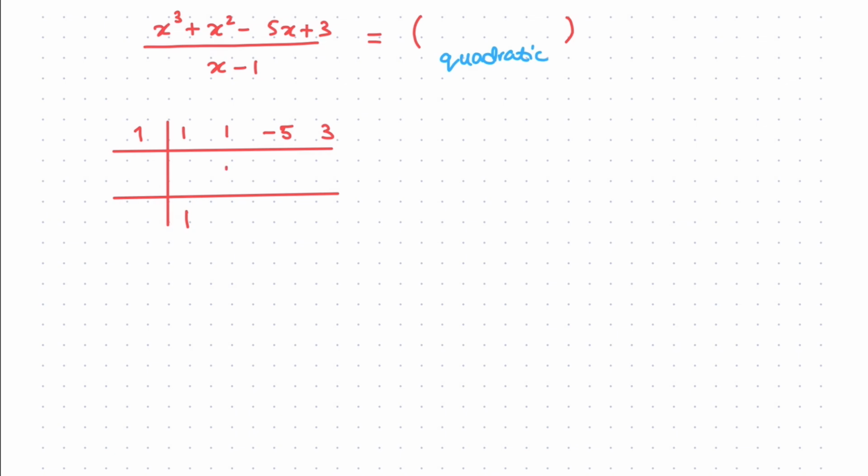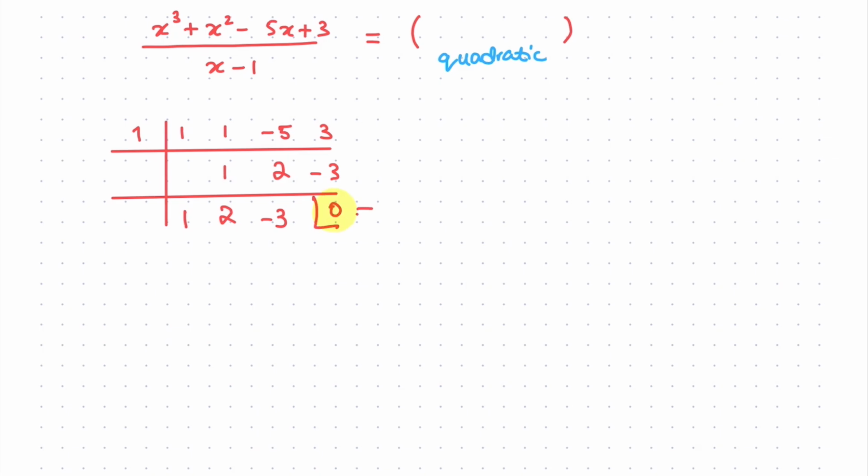So 1 times 1 is 1, we can write it here. Add vertically, 1 plus 1 is 2. We multiply that by the root, so 2 times 1 is 2. Again, add vertically, we get negative 3. Negative 3 times 1 is negative 3, and we add vertically, we get 0. And this last part here is the remainder. This should be 0 because x minus 1 was a factor, and dividing by a factor leaves a remainder of 0. And these are the coefficients of the quadratic. So our quadratic is x squared plus 2x minus 3.